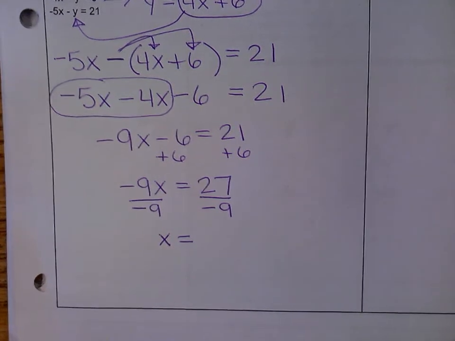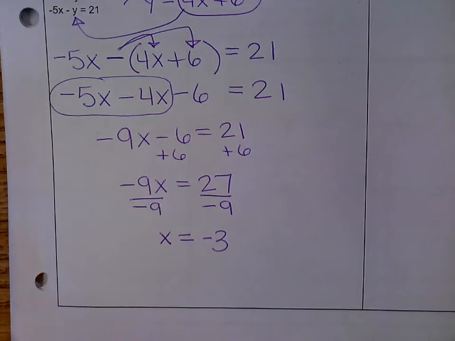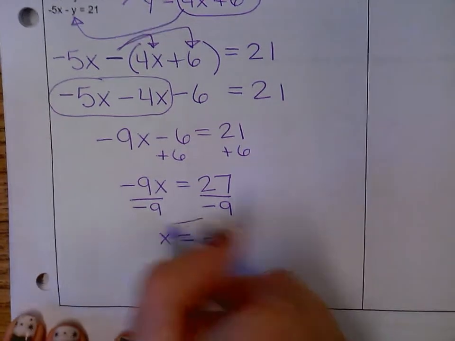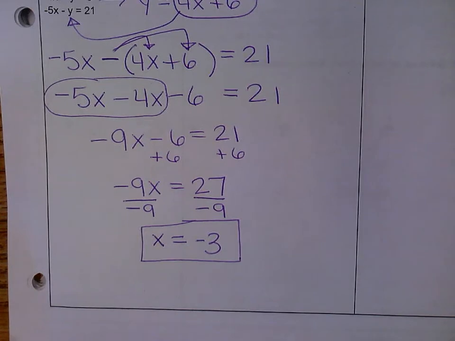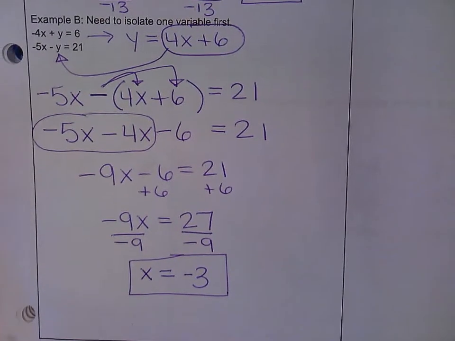So x is equal to -3 because a positive divided by a negative is still a negative number. That's half of my answer. What do I do to finish this problem? I need to solve for y.